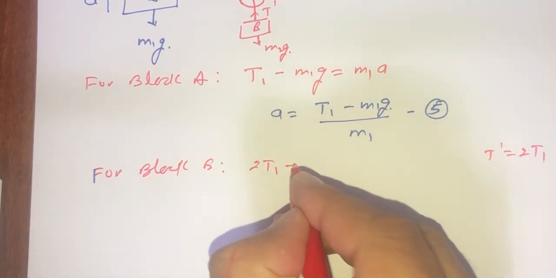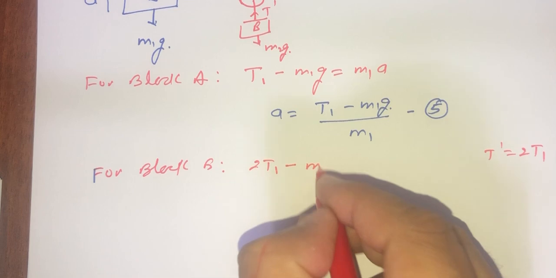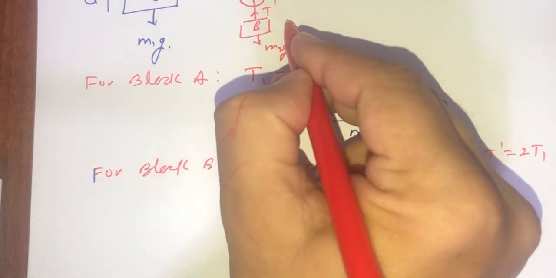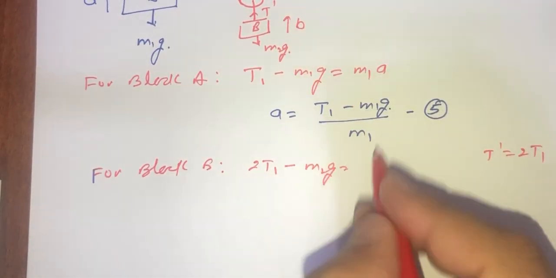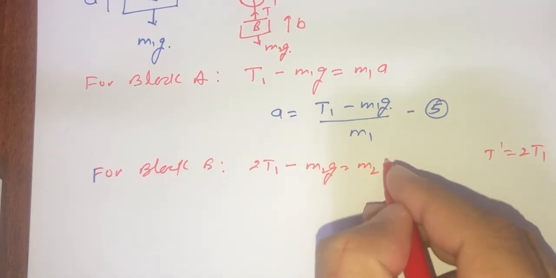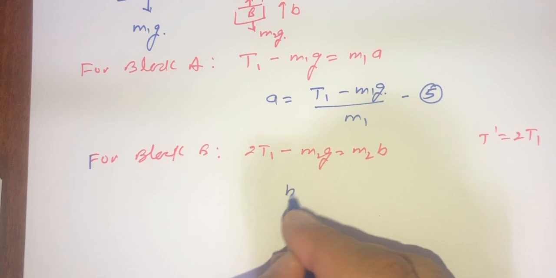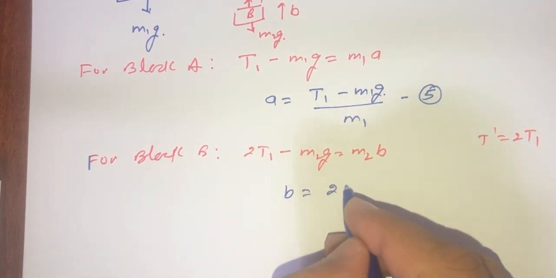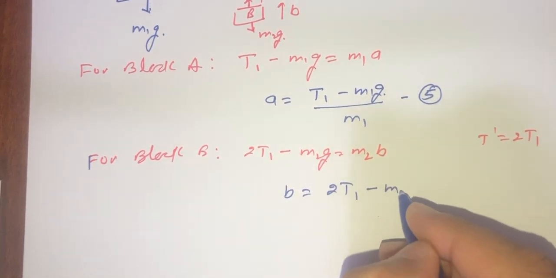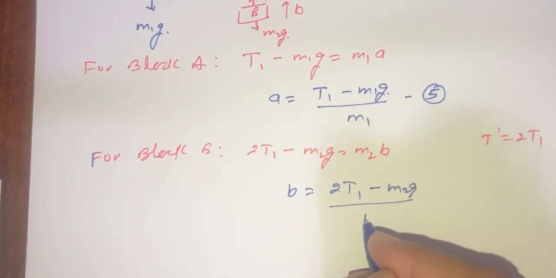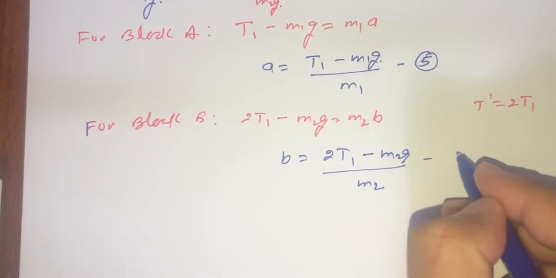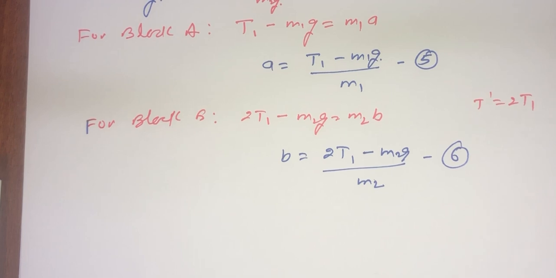minus m2 g, it is moving in upward direction by acceleration of B, so we get m2 B. From here we can find out the value of B. B will be equal to twice T1 minus m2 g divided by m2. Let this be equation number 6.